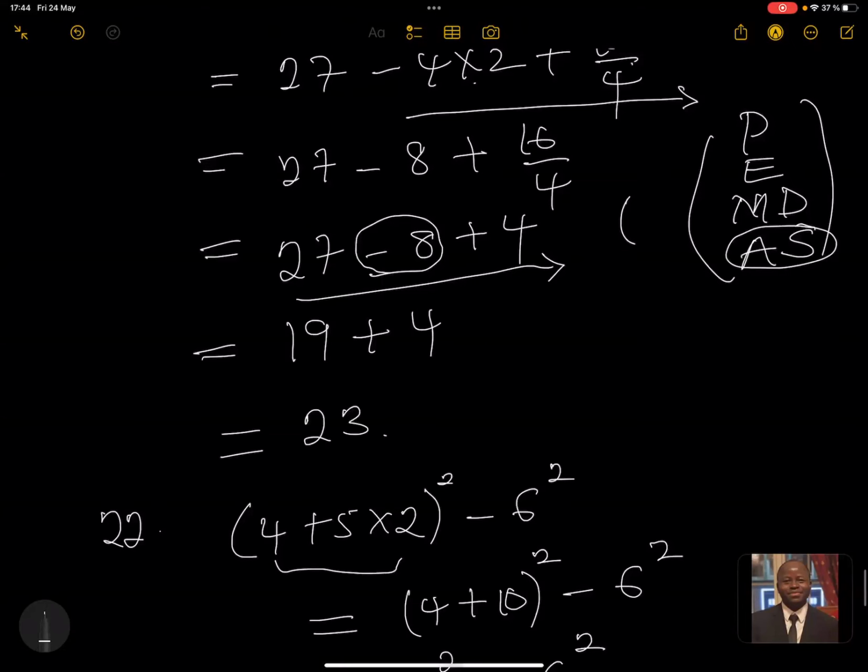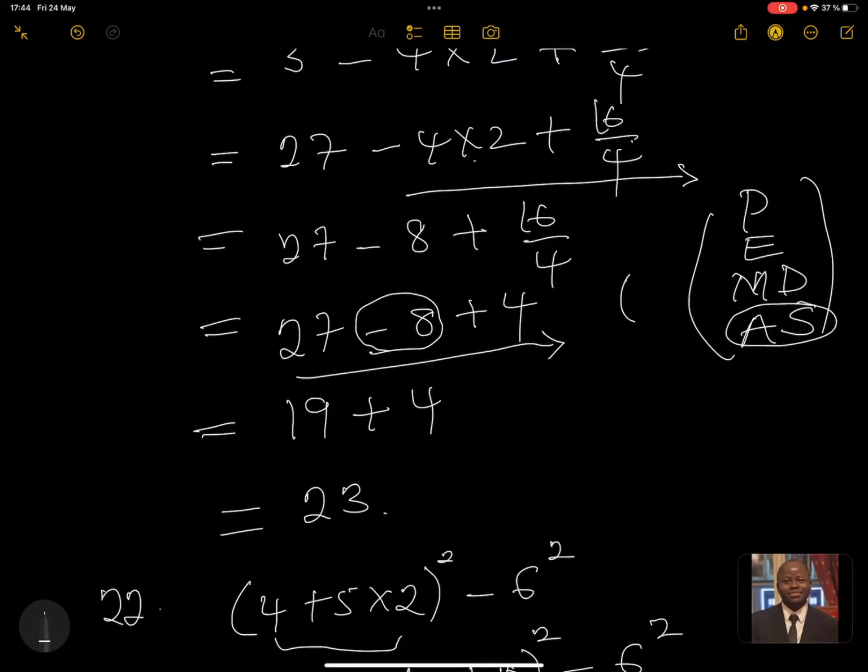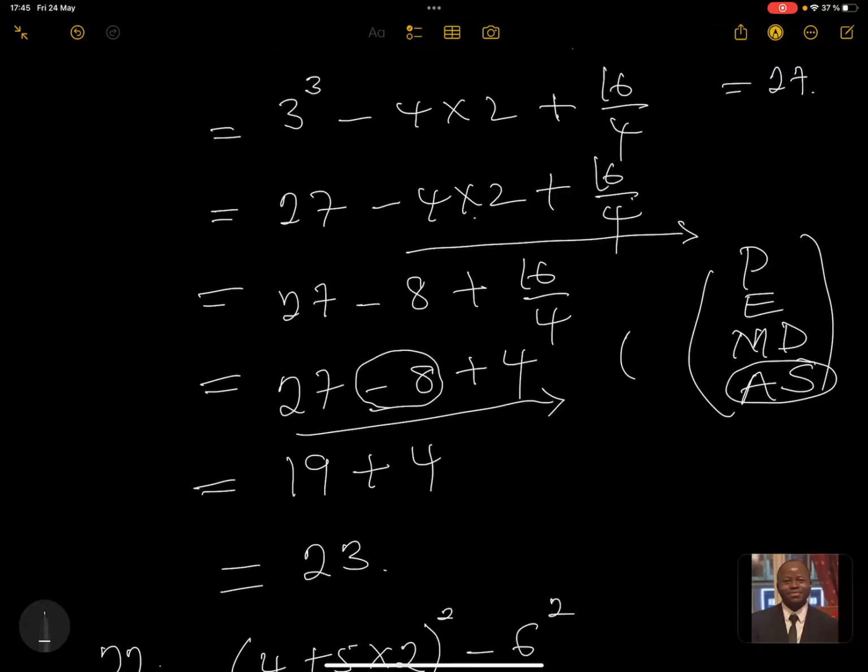27 minus 8 plus 4. I thought we are going to do addition first before subtraction. No, hold on. Remember, I told you addition and subtraction are at the same level. We are moving from left to right. What do you see first? Minus 8, is it not? Subtraction, it is not addition. Take note. So you say 27 minus 8.